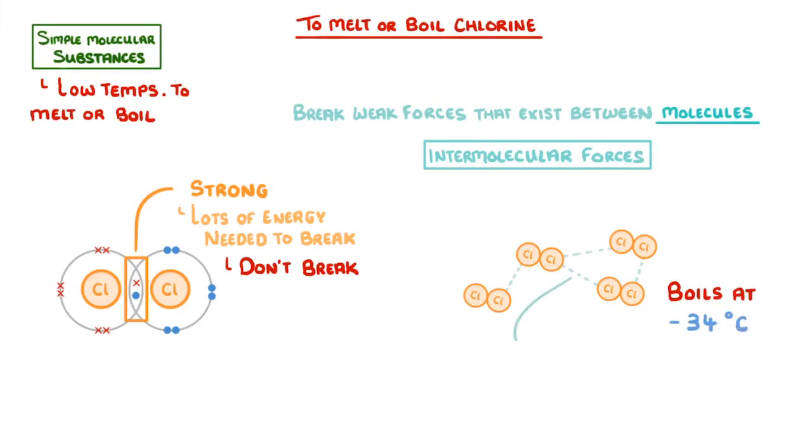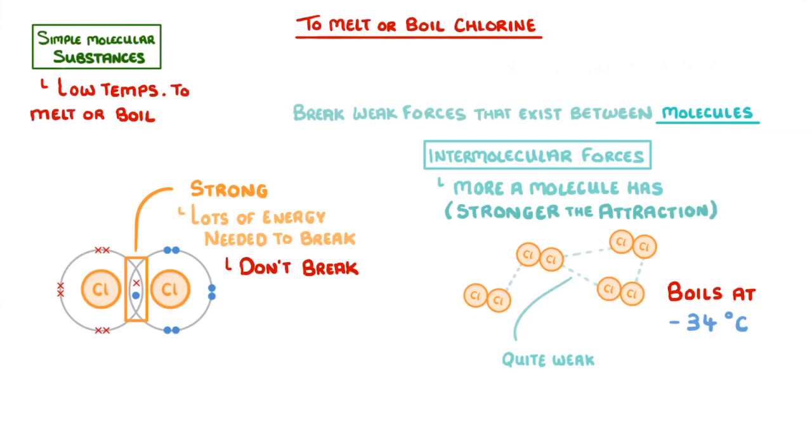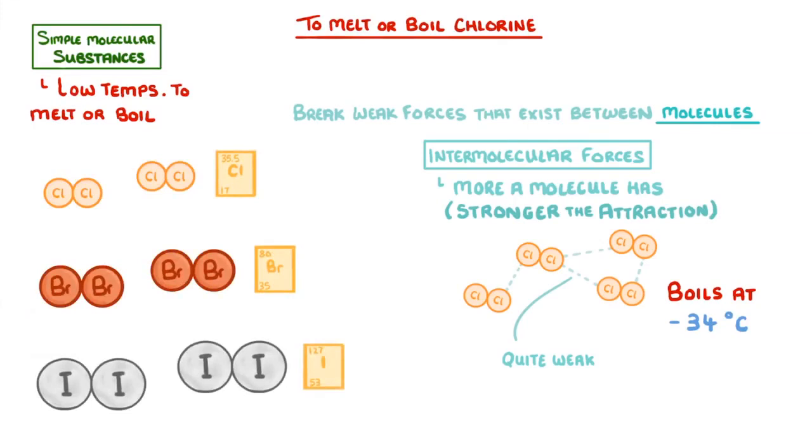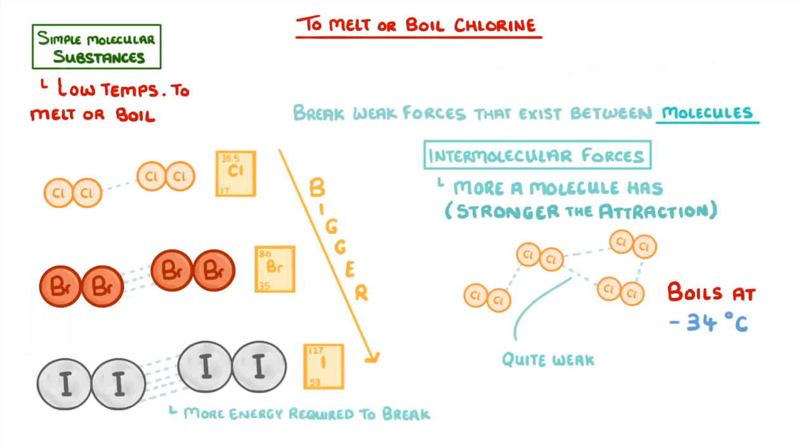Although these intermolecular forces are individually quite weak, the more of them that a molecule has, the stronger the overall attraction is going to be. For example, let's compare the halogens, chlorine, bromine, and iodine. Because we're going down the group, the atoms and thus molecules are getting bigger, so there'll be more intermolecular forces between them. This in turn means that more energy will be required to break them all, so the melting and boiling points should increase as you go down the group, which they do, as bromine has a boiling point of 59 degrees, and iodine doesn't boil until 184 degrees. There's no need to remember these specific numbers. You just need to understand that the boiling point increases as you go down the group because the molecules get larger, so there are more intermolecular forces between them.